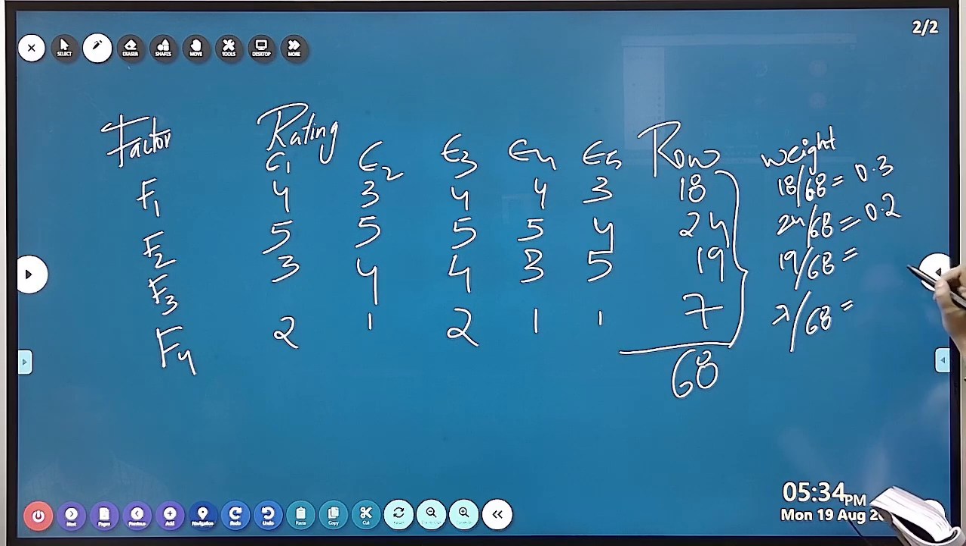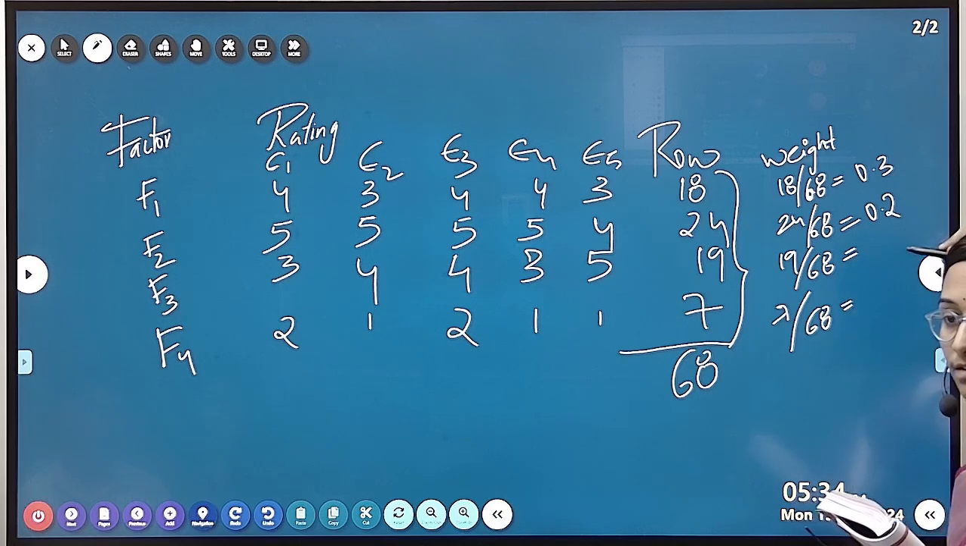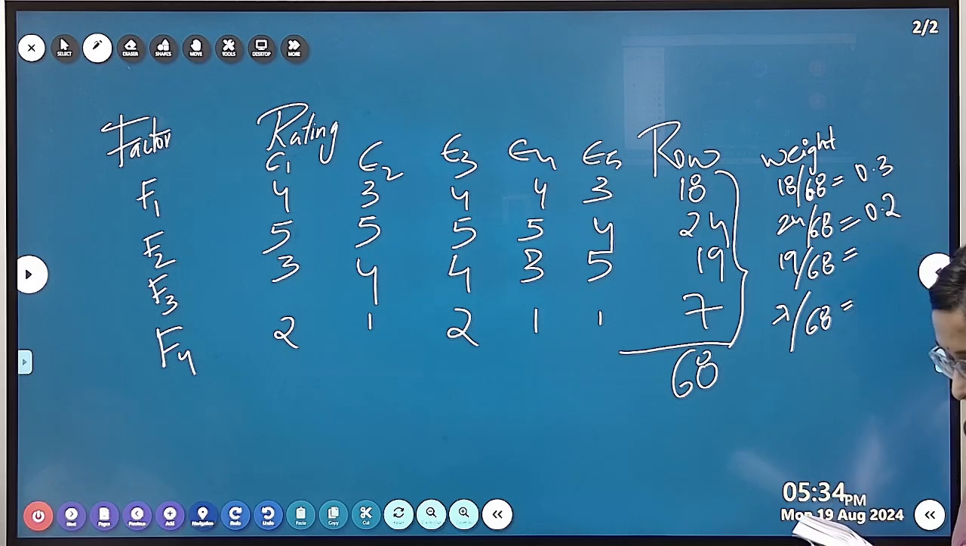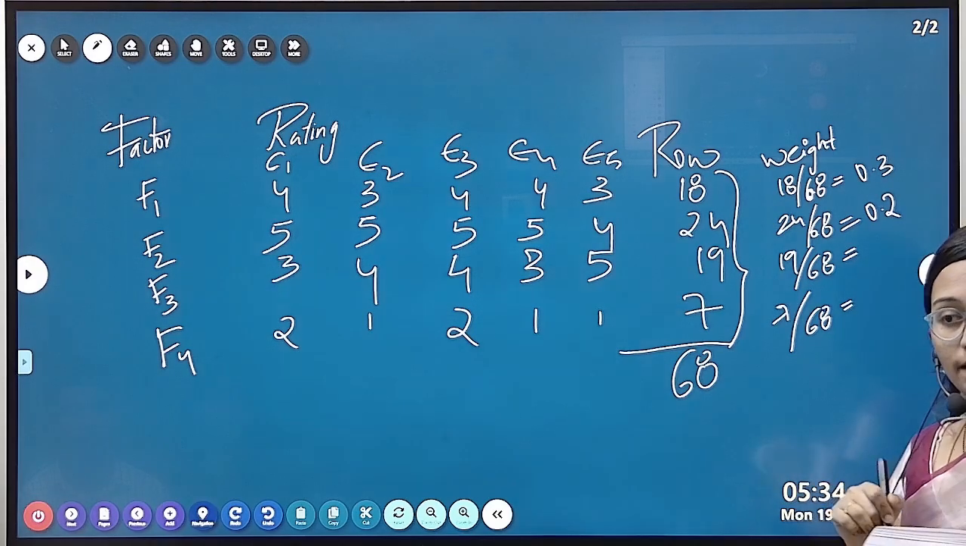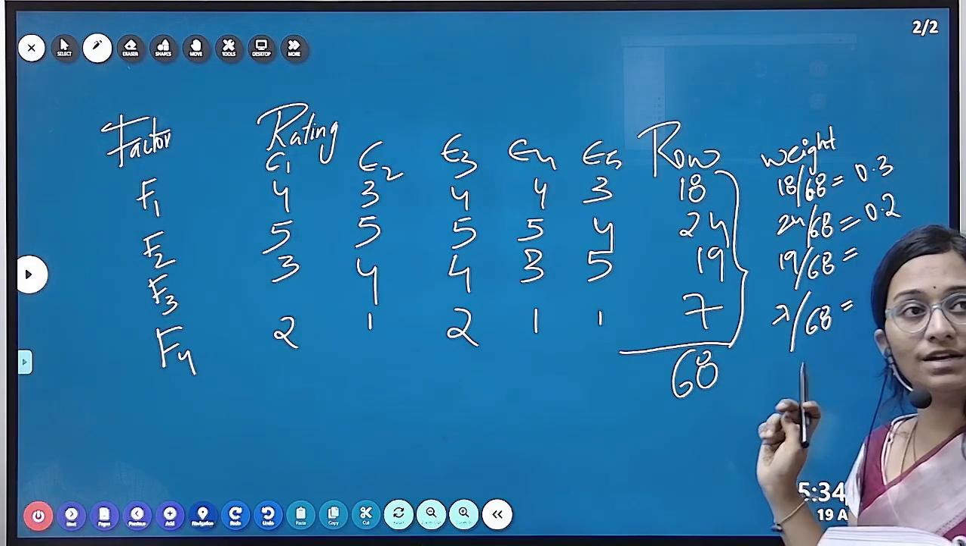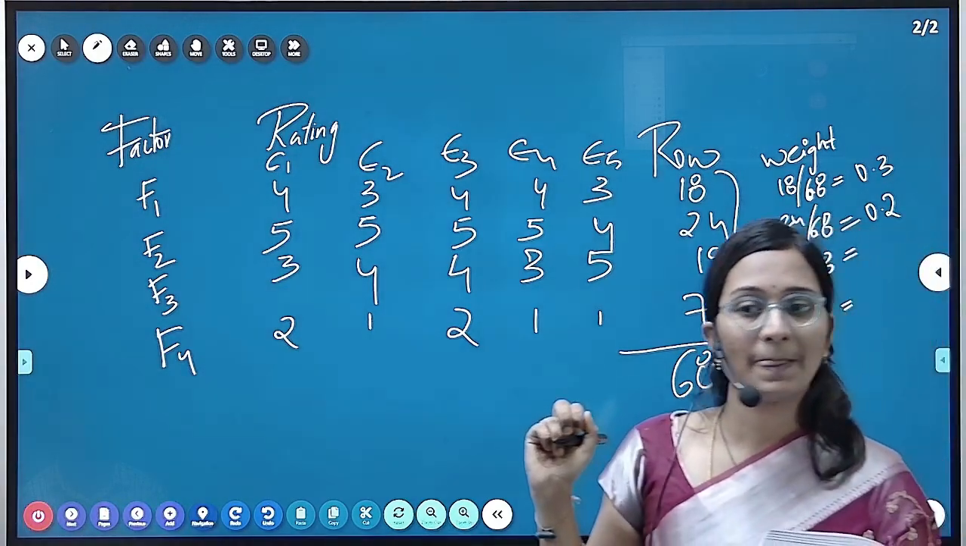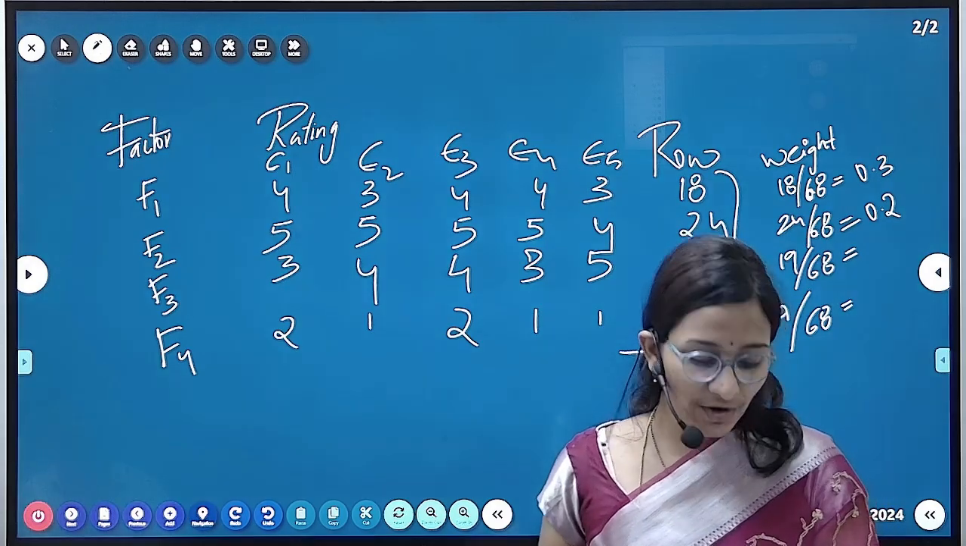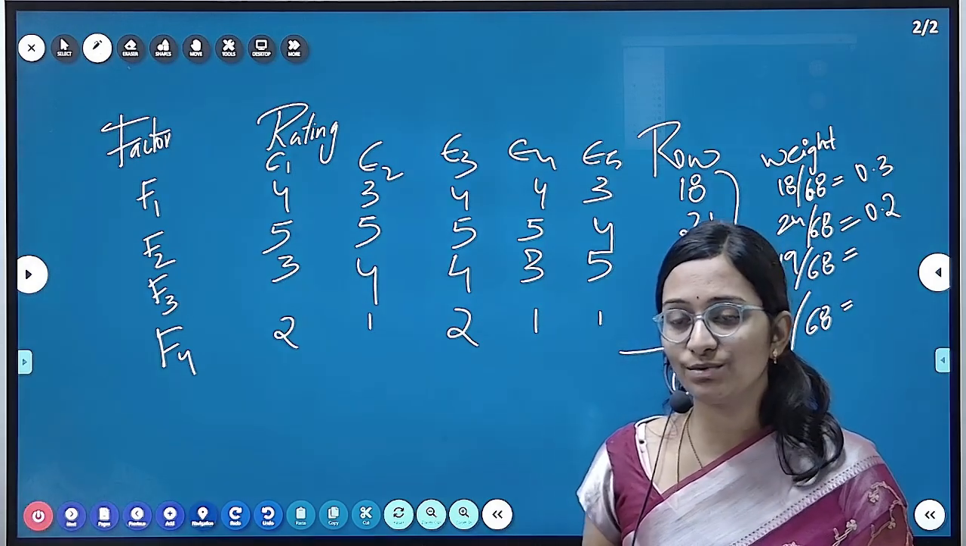Ma'am, but factor 2 came out 0.35, not 0.2 as in the book. Which one? Second one, yes, ma'am, this one. So 0.35 is also 0.2? Yes, ma'am. In the calculator it is coming out 0.35, then how are we telling this 0.3, 0.2, everyone from the books? So that is not correct. That's why I am telling you to do it in the calculator.